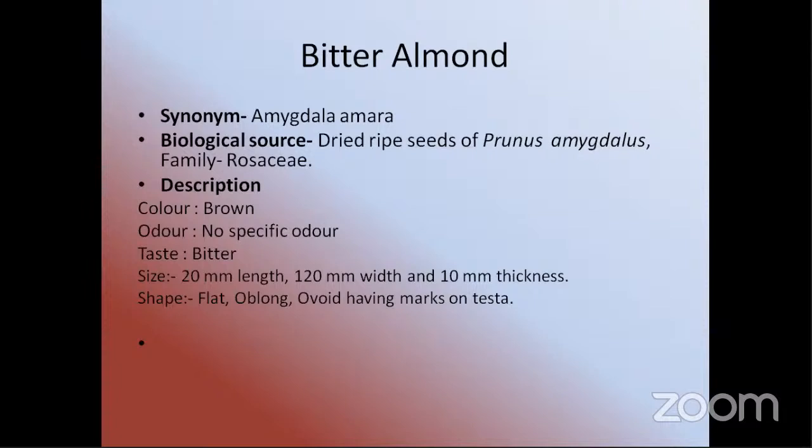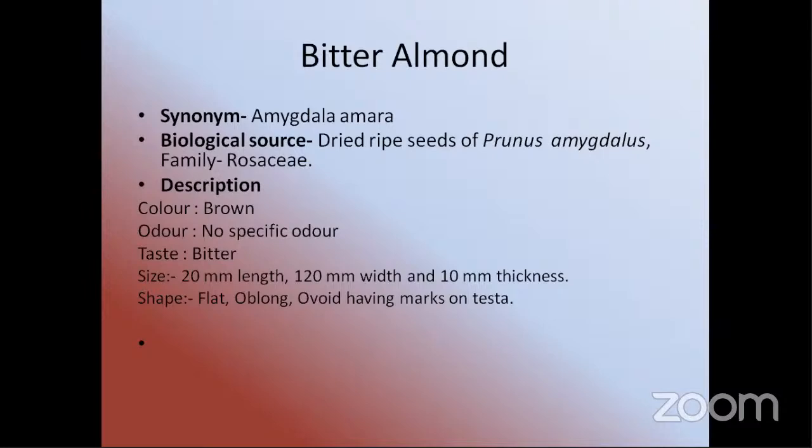As it is a cyanogenetic glycoside containing drug, or cyanophore glycoside containing drug, bitter almond yields hydrocyanic acid as one of the products of hydrolysis. And this type of glycoside is mainly found in the family Rosaceae.